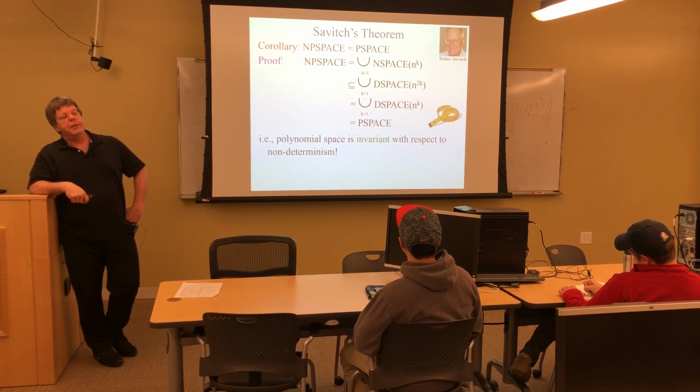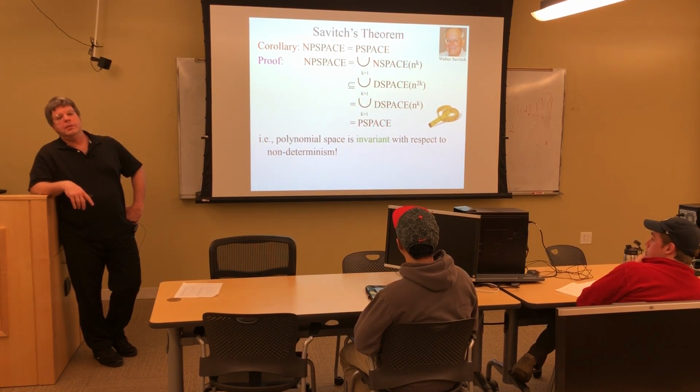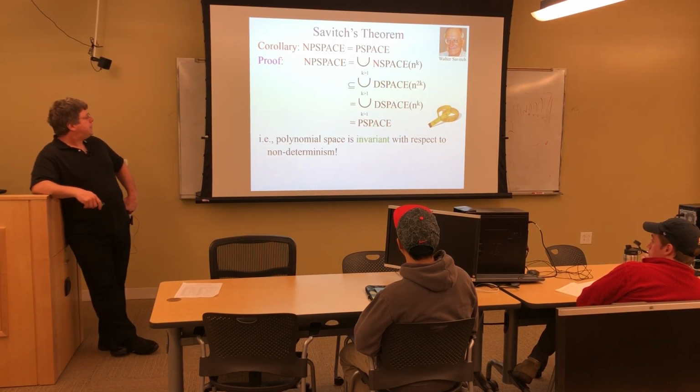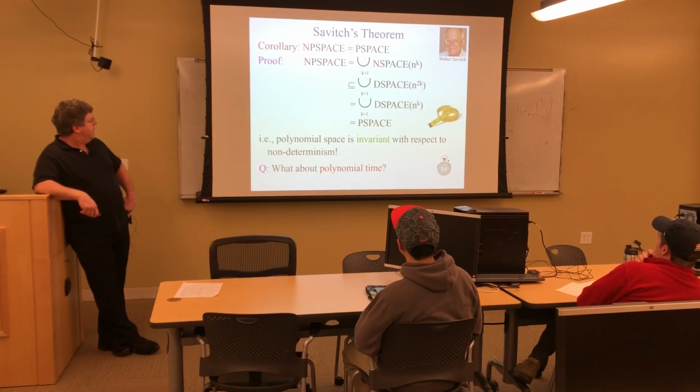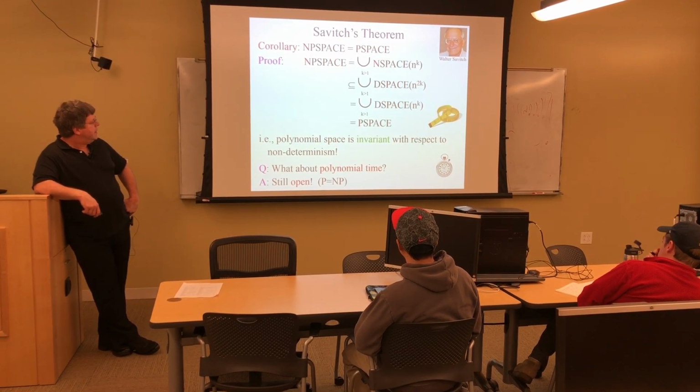For time, we have two different names, P and NP. If it turns out that they're the same, we would just call them both P, and not P and NP separately. So polynomial space is invariant with respect to non-determinism. Non-determinism doesn't affect it, interestingly enough. Polynomial time, we don't know. It's been open 45 years. So this is the analog of P equals NP for space, not time.